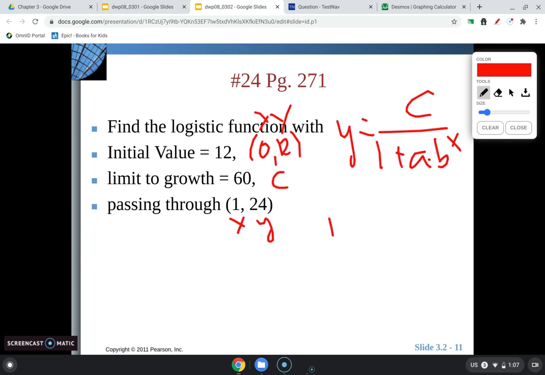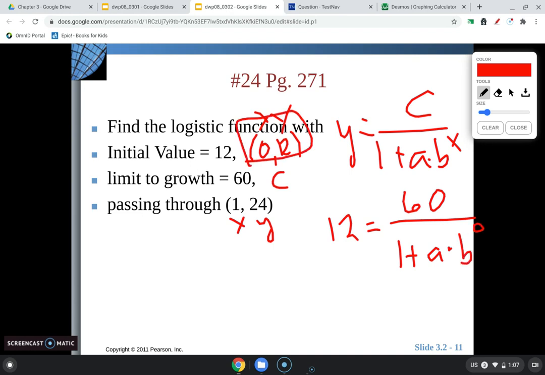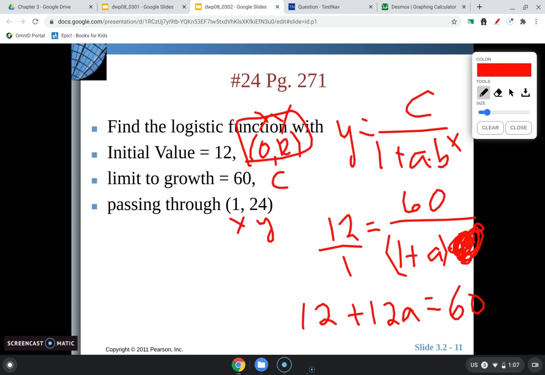All right, so the first time we will go y equals 12 equals c, which is 60, all over 1 plus a times b to the x. But our x is 0 because we're going to use that point first. Well, b to the 0 is 1, so that becomes 1 plus a. Then I can cross multiply. 12 times 1 plus a is 12 plus 12a equals 60 if I distribute that. Then 12a equals 48 if I subtract 12, so a is 4. So we found the a value first.